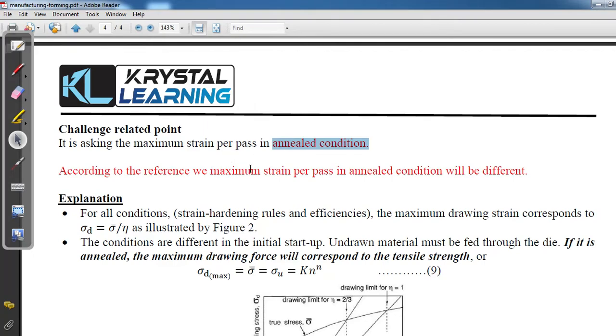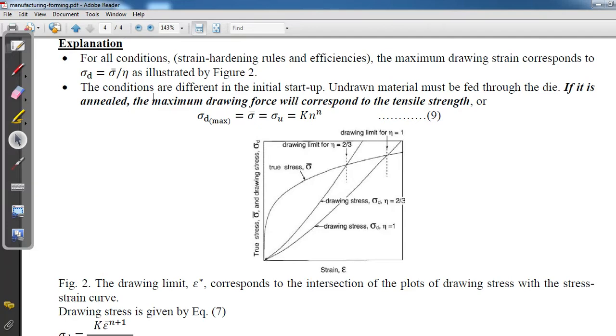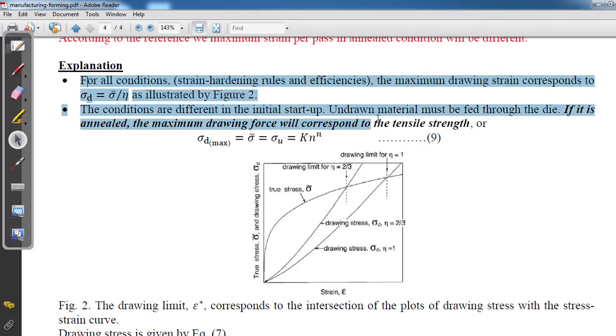So according to the reference, maximum strain per pass in annealed condition will be different, and how it will be different we will read now. It is saying, this sentence is exactly copied from the book. I have given the reference also. For all condition strain hardening rules and efficiency, the maximum drawing strain corresponds to sigma d equal to sigma bar upon n. You can see this graph also.